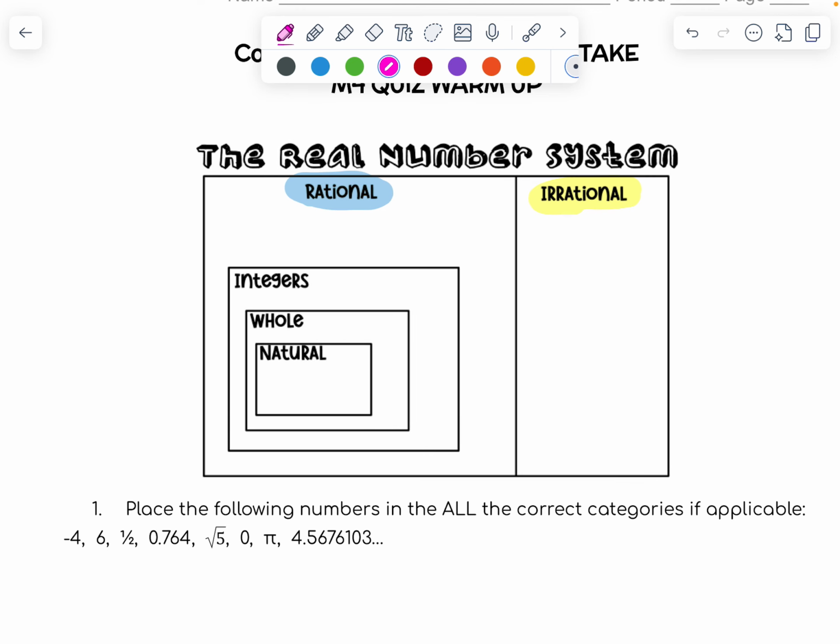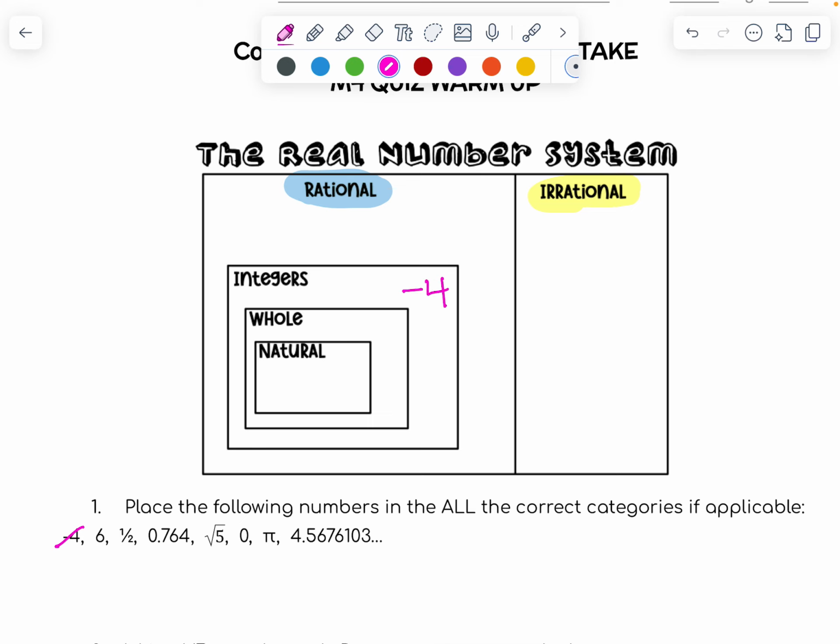I've got a -4. If it's negative and a whole number, it's going under an integer. That also means that it is rational. All right, 6. 6 was a natural number. You could count that. So that means it's also a whole number, could be an integer. So it's rational. Now 1/2. 1/2 is not a whole number. It is rational only.